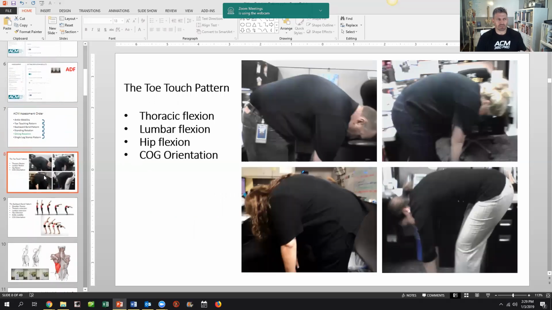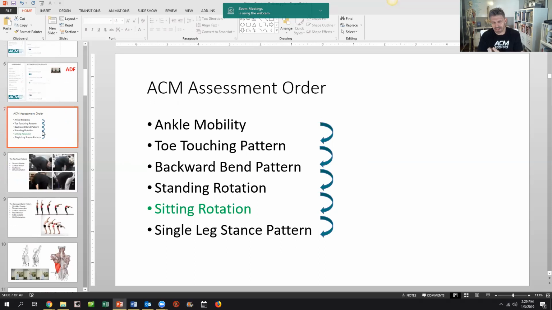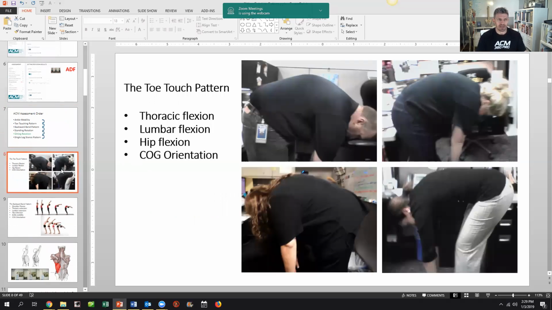So if we looked at ankle mobility, any asymmetries in ankle mobility that we find, or restrictions in ankle mobility, definitely can contribute to thoracic compensation and restriction in one direction. It's all linked, obviously, but a more direct view of it would be from the toe touching pattern. Whether they can touch their toes or not doesn't matter, but if you're finding that big kyphotic rounding of their upper back, it's definitely something to take note of, because it may contribute to restrictions in backward bend, like we talked about, as well as the sitting rotation.